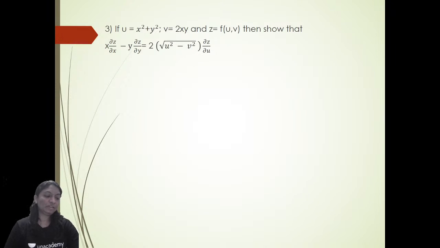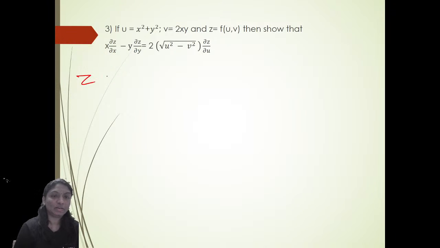Okay, so we will see here first, u is a function of x and y, and v is a function of x and y, z is a function of u and v, right? So we will calculate here. See, z is a function of u and v.